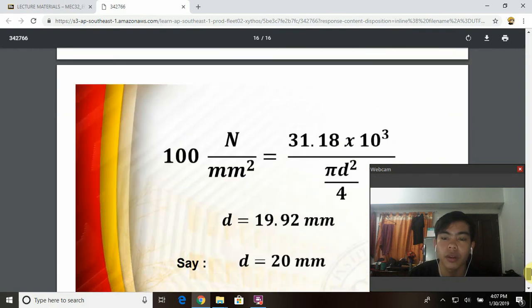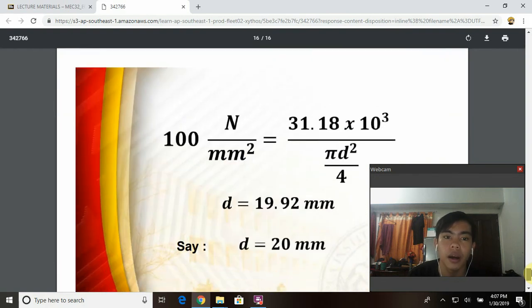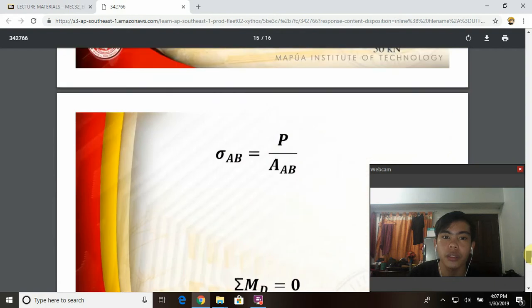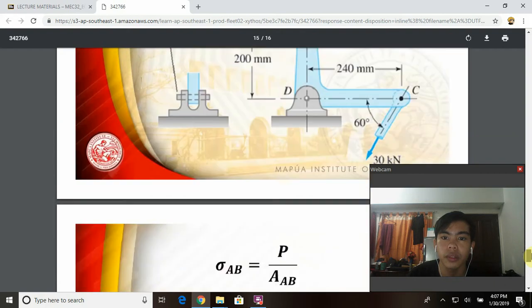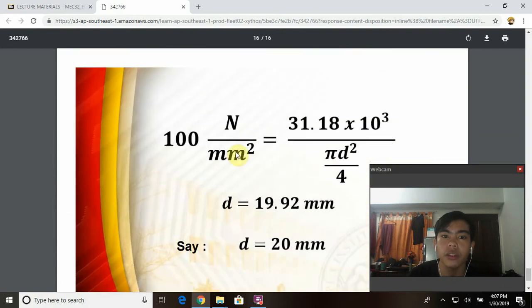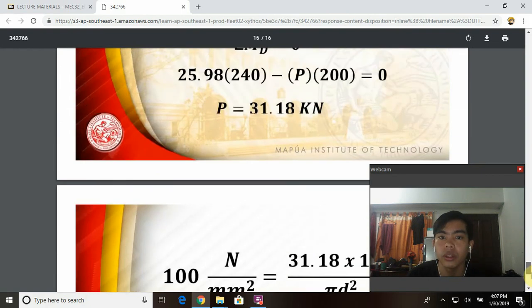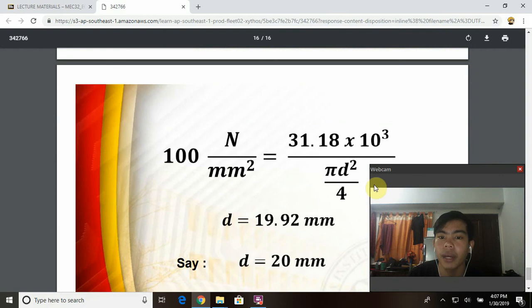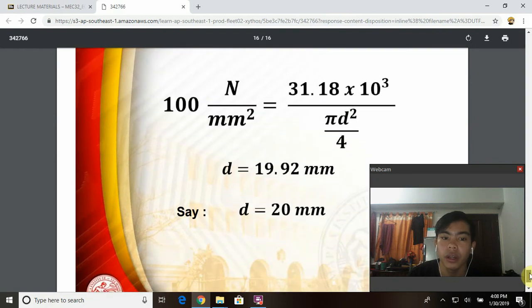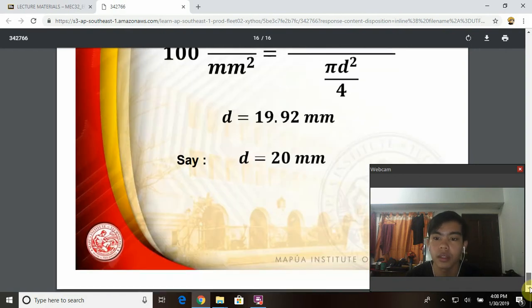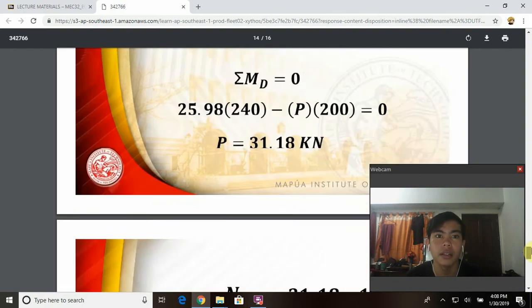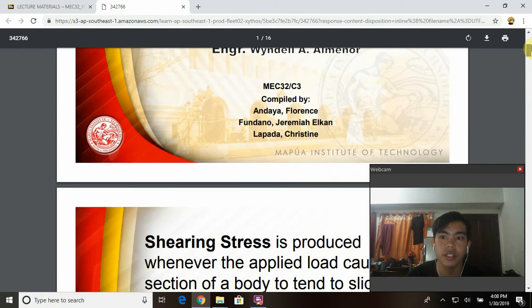Going back to the formula, the axial stress is equal to 100 Newton per millimeter squared, equal to 31.18 times 10 to the 3 Newton over pi d squared over 4. We will get the diameter, which is 19.92 millimeters, or about 20 millimeters. So that is all for the lesson in shearing stress. Thank you.